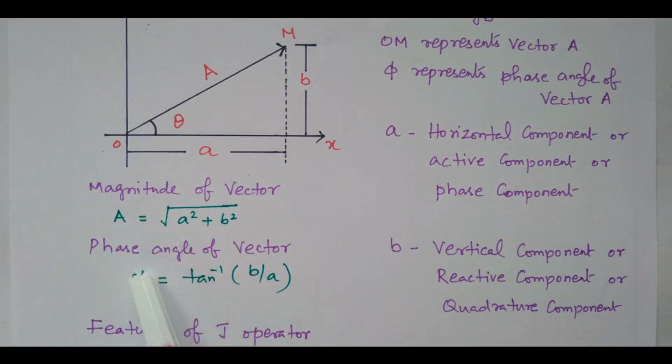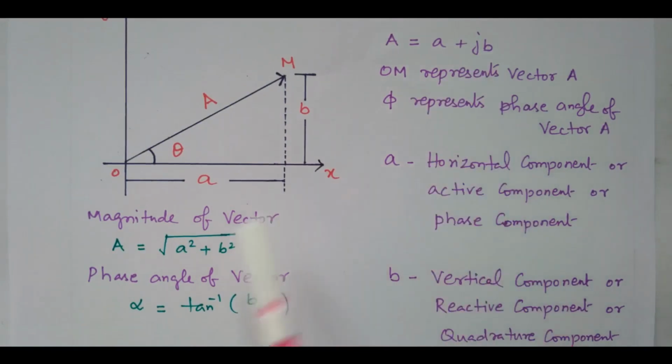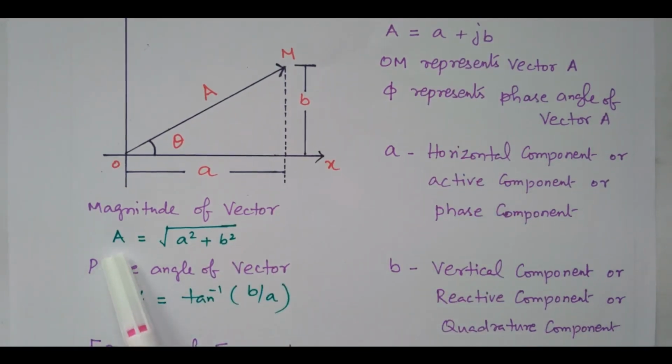It is also represented in another form, magnitude and angle. How will you find the magnitude and phase angle from the equation A equal to a plus jb? Magnitude equal to square root of a square plus b square, that is square root of real term square plus imaginary term square. So it will give the magnitude. Similarly, the angle alpha, alpha and theta are both the same, is tan inverse b by a, that is imaginary term divided by real term.